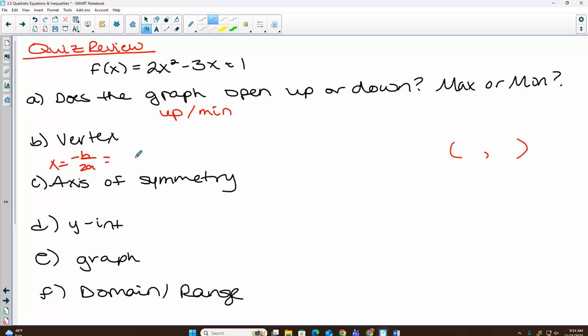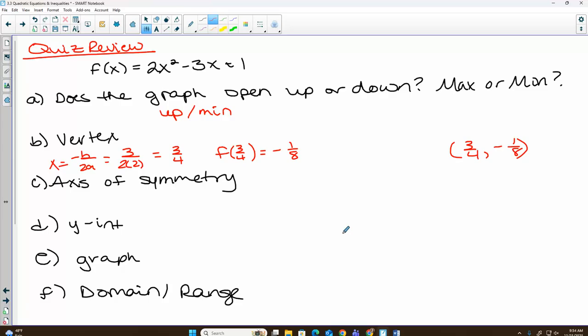So the opposite of -3 is 3 over 2 times 2. So we get 3/4. Okay, how do we find the y value? All right, what does that give you? Did everybody agree with that?